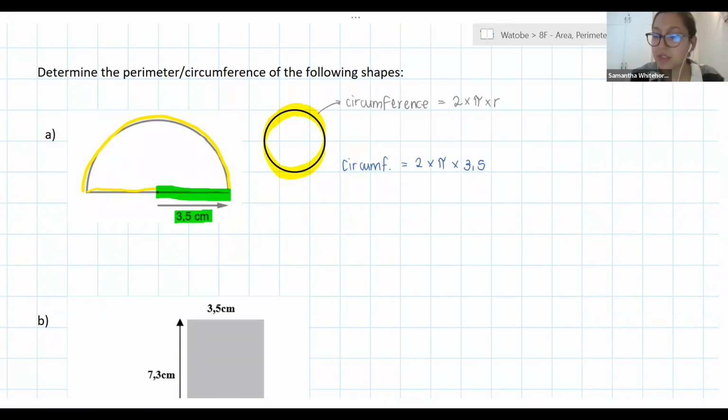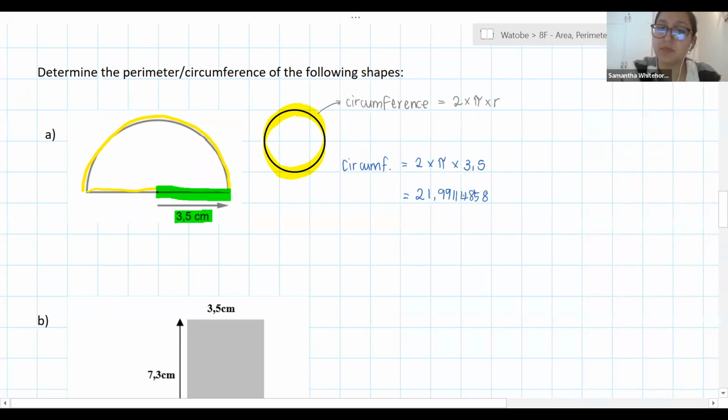Now remember, I've said to you that you are welcome to use pi on your calculator, but some of you have been told to use pi as a specific number. So some of you have been told to use pi as 3,14 or 3,142. You do whatever you've been told to do. I use pi on my calculator, but if you've been told to do something, that's what you work with. So if I put that in on my calculator, I get 21,9911485. It's a whole long decimal.